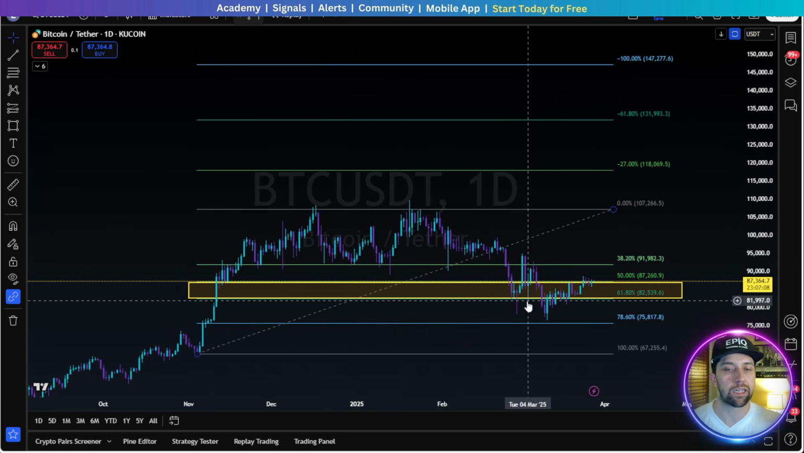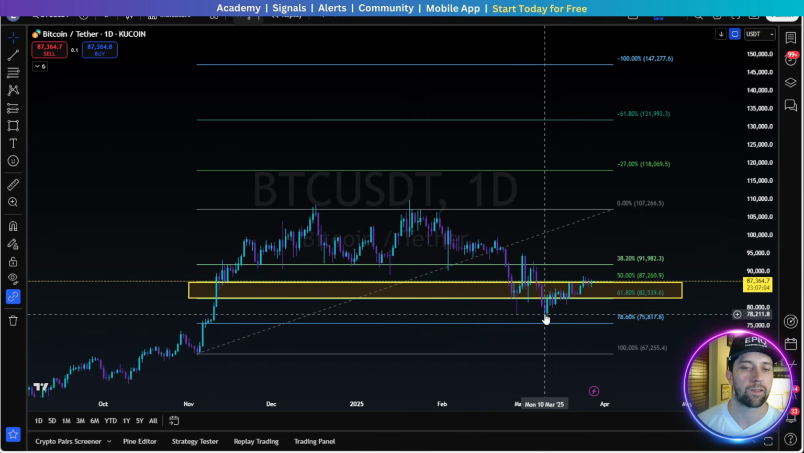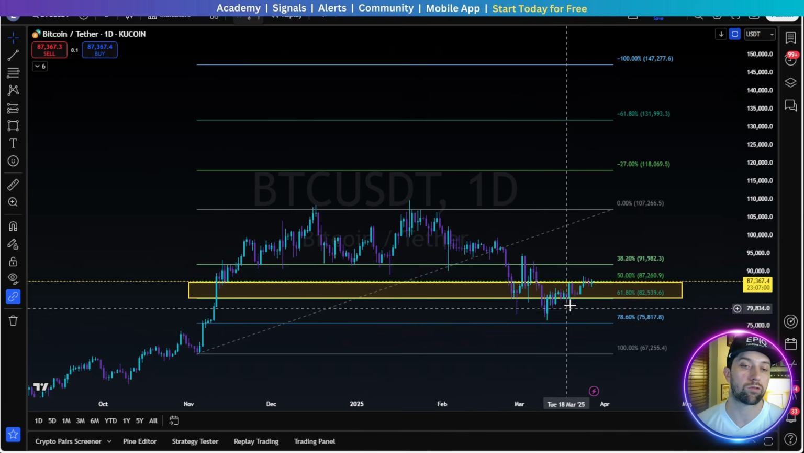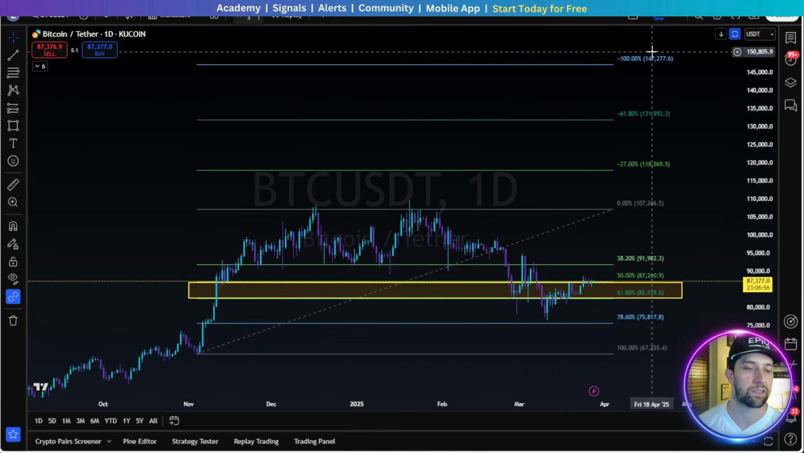So although it might look extremely bearish when price is pulling down on Bitcoin, for example, into the $80,000 range, on the long run, it's extremely bullish because that gives us the highest probability of hitting that $147,000 mark.